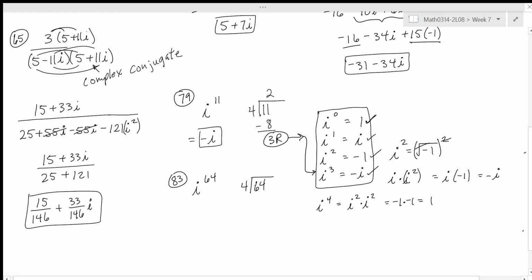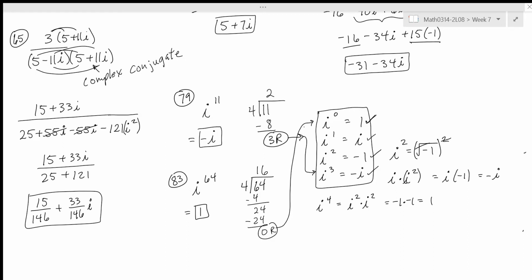All right, so how many times does 4 go into 6? 4 goes into 6 one time. 4. Remainder of 2. Bring down the 4. 4 goes into 24 six times. 4 times 6 is 24. Remainder of 0. And so that means i to the 64 is 1 because the remainder corresponds to the exponent. So remainder of 0 means i to the 0, which is 1.